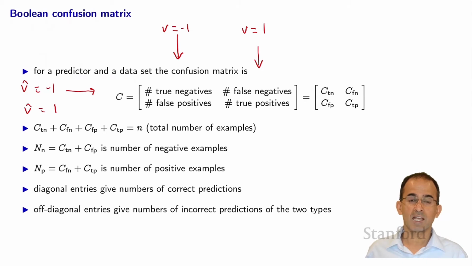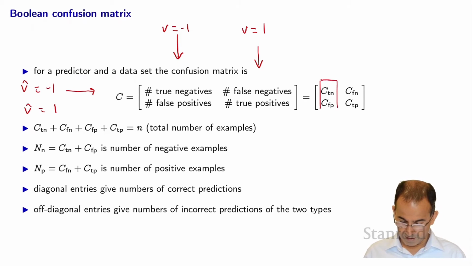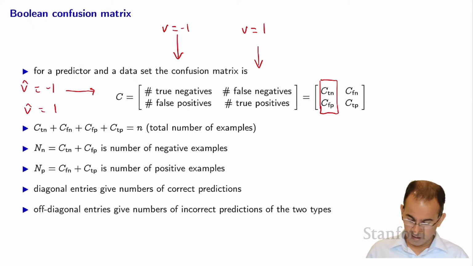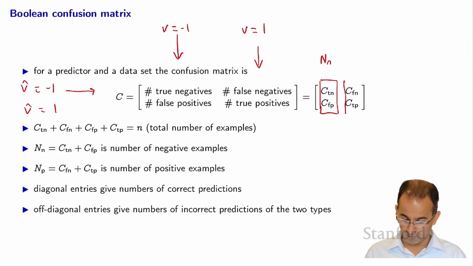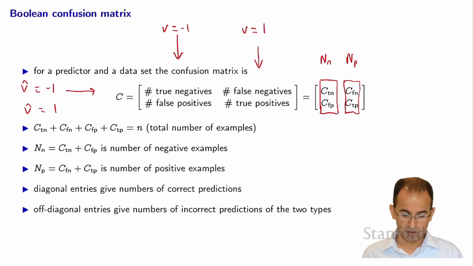We also have the number of negative examples, which we'll denote by n with a little n as a subscript. It's the number of true negatives plus the number of false positives. And the number of positive examples, which is the number of false negatives plus the number of true positives. And these are sums over the columns. So this sum right here, CTN plus CFP, is equal to n sub n, the number of negative examples. And this sum right here is equal to n sub p, the number of positive examples.